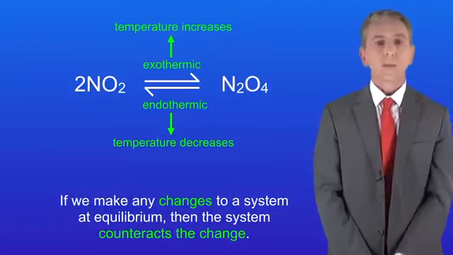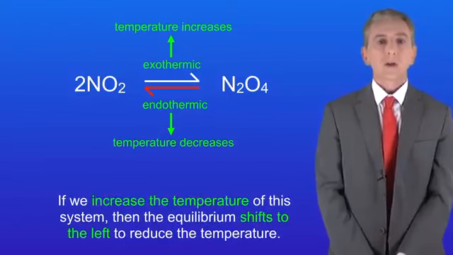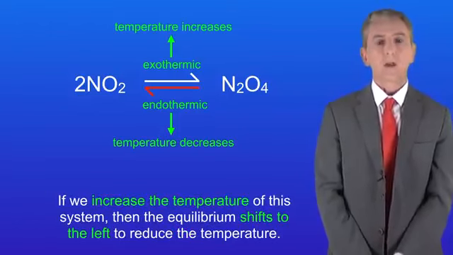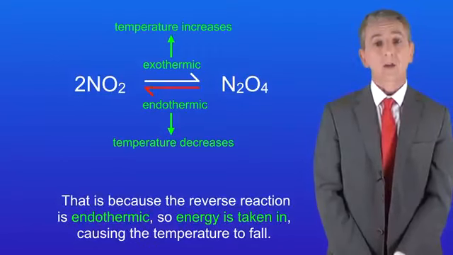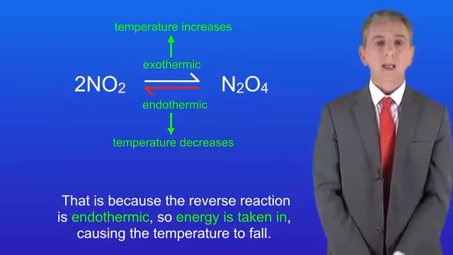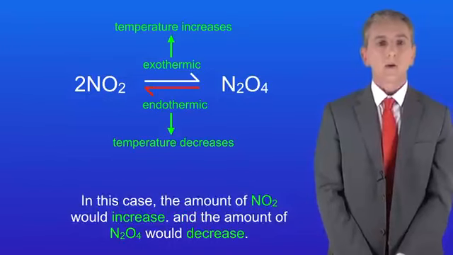So the question is, what happens if we increase the temperature of this system? Well, as we said before, if we make any changes to a system at equilibrium, then the system counteracts the change. So if we increase the temperature of this system, then the equilibrium shifts to the left to reduce the temperature. That's because the reverse reaction is endothermic, so energy is taken in, causing the temperature to fall. So in this case, the amount of NO2 would increase, and the amount of N2O4 would decrease.